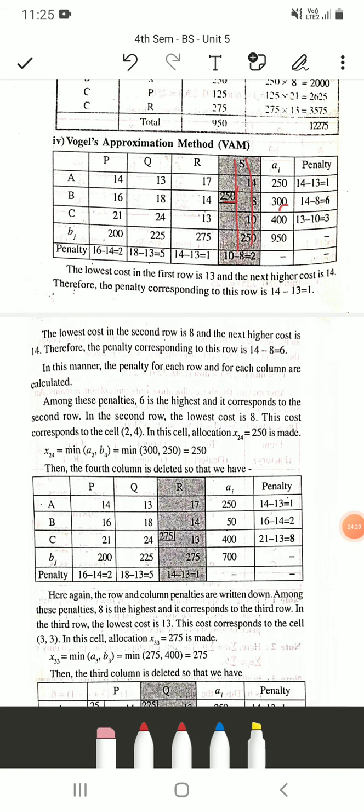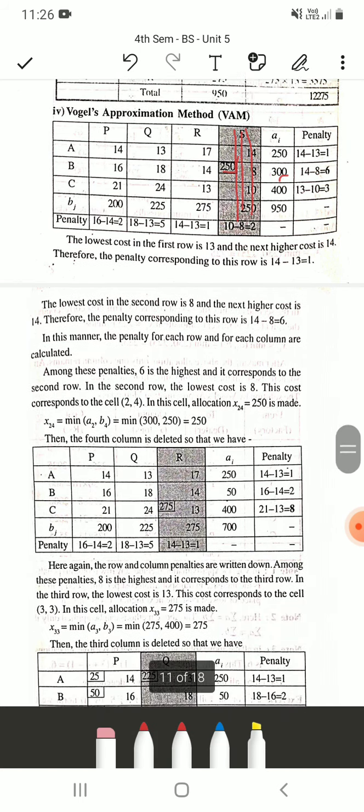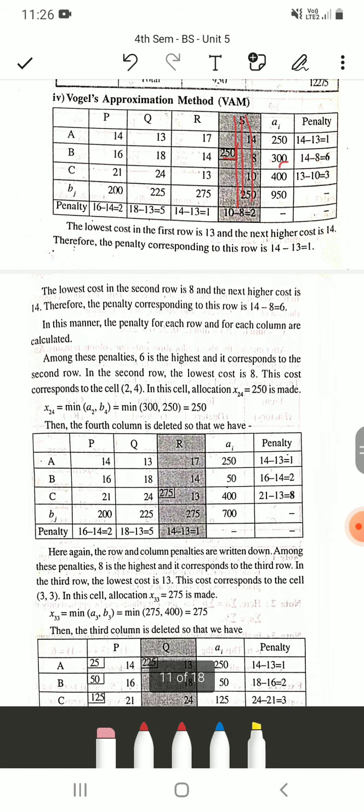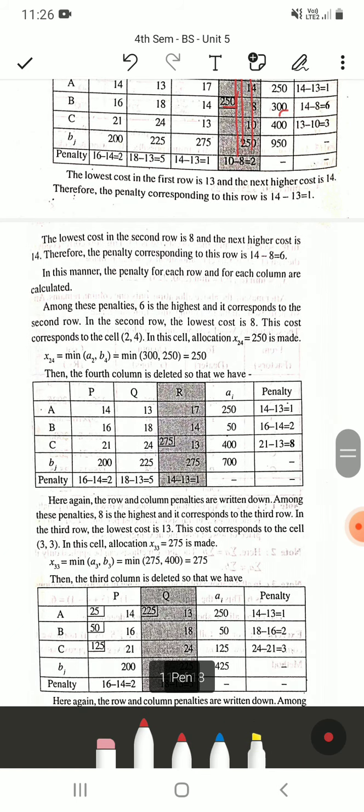So now again make another table wherein this S column is completely exhausted. Now the remaining is PQR. Again calculate penalties for rows as well as columns. So here the lowest value is 13, the next one is 14, so the penalty is 1. Similarly find out the penalty, check whichever has the highest penalty. So again the highest penalty is over here, in the row 8.